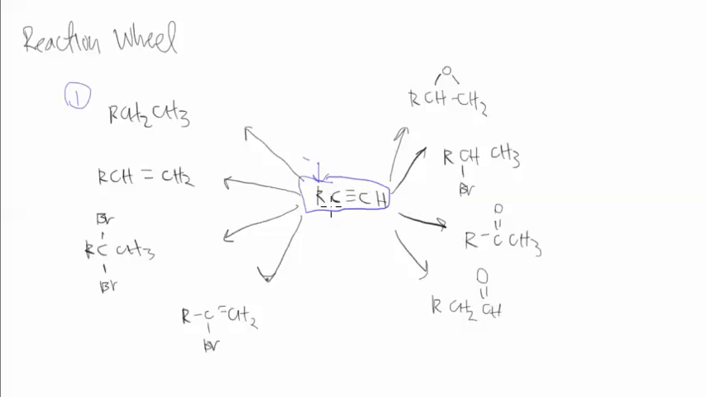So we need to question ourselves, how can we go from an alkyne down to really an alkane? And this is the removal of the triple bond and it's the removal of the double bond. So what type of reagents can we do?